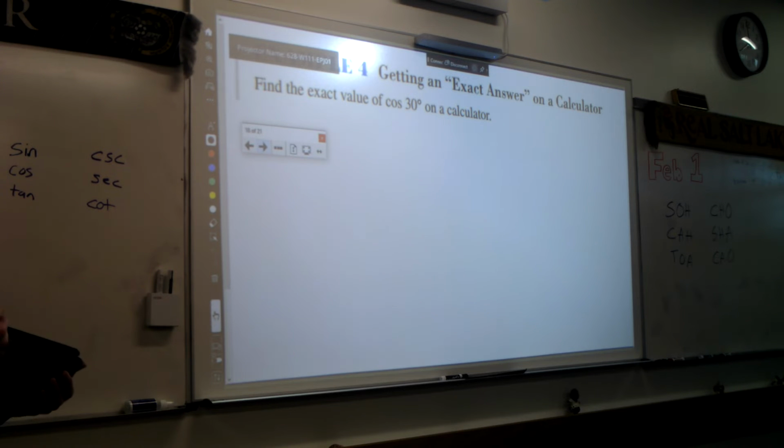We just talked about this. If I go on my calculator and I put in cosine of 30, it's going to give me an ugly decimal. Will you just tell me what that ugly decimal is, cosine 30? What is that ugly decimal?